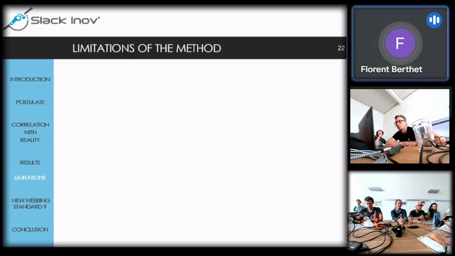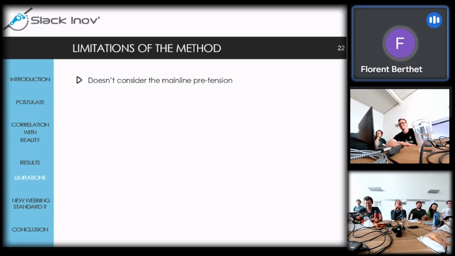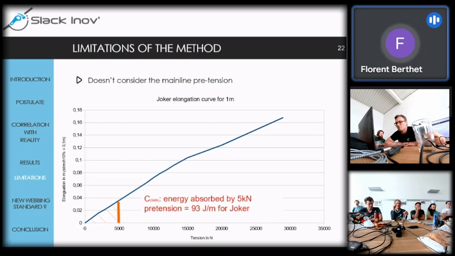The limits of this method: it doesn't consider the main line pretension, exactly what Augustin said. On the slides that I show, I didn't consider it, but my calculations and formulas allow us to consider it easily. This was to explain how to consider it. I will be very fast. The area you can see in orange is the energy absorbed by pretension, for example 5 kilonewton pretension. And when you know the energy absorbed by the pretension, you can simply deduct it from the capacity of the webbing.